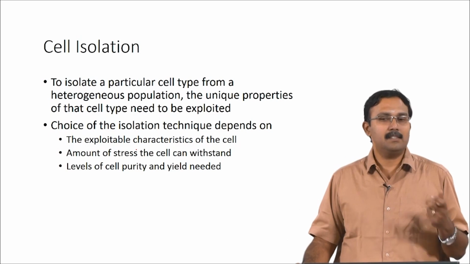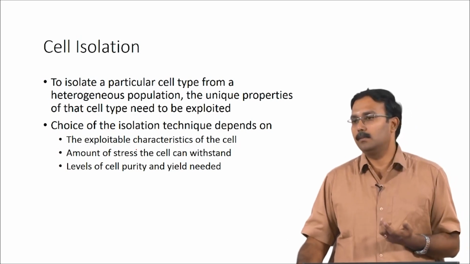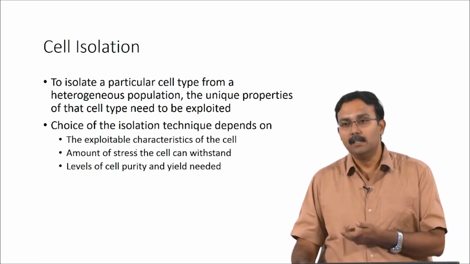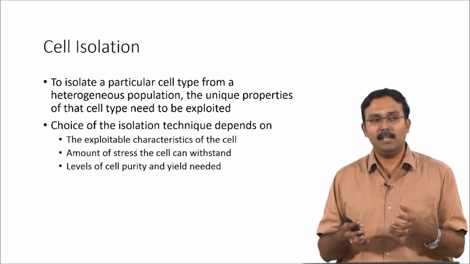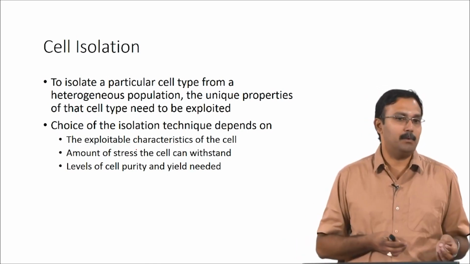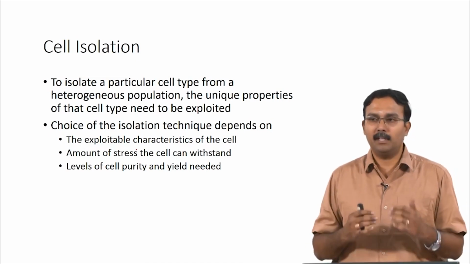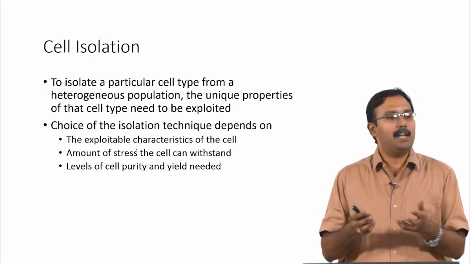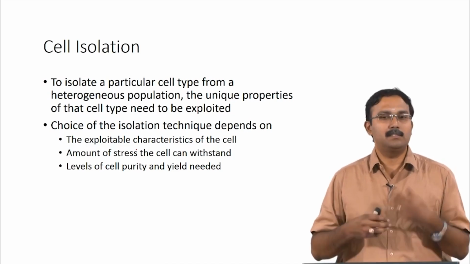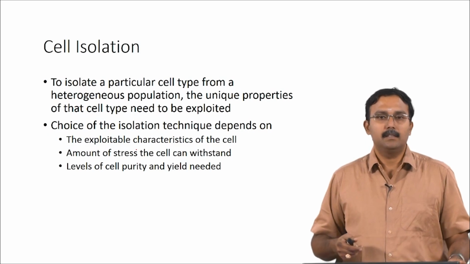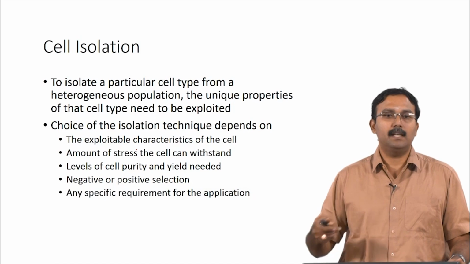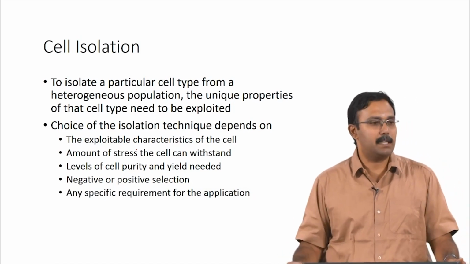So, another thing is ultimately what do you want, how pure do you want the cells, or are you focused on yield, because you want to isolate as many cells as possible, right. In some cases yield is more crucial than purity. You would want to ensure all the cells of the type are recovered, but it is okay if the purity is only 80%. So, you might want to use a technique which is suitable for that. So, again negative or positive selection will depend on the application and any other specific requirement which the application might have.